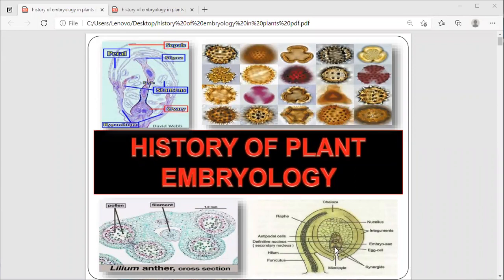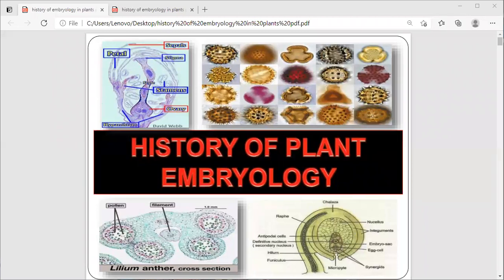Here is the 8-cell stage. This is what we call the female gametophyte, having the egg cell, 8 cells in all. Two are the synergid cells, three are the antipodal cells, and one is the egg cell. Here is the definitive nucleus. Here you can see the integuments. These are the embryo sacs. This is the funicle, the attachment portion, and we call it the placenta.